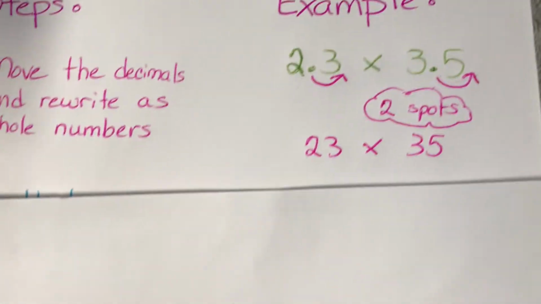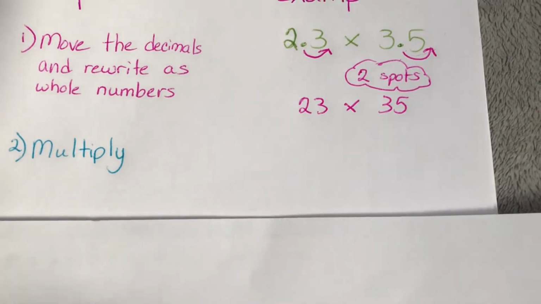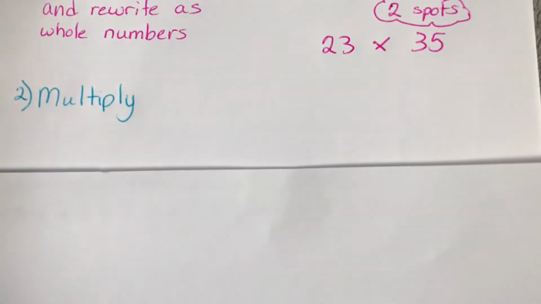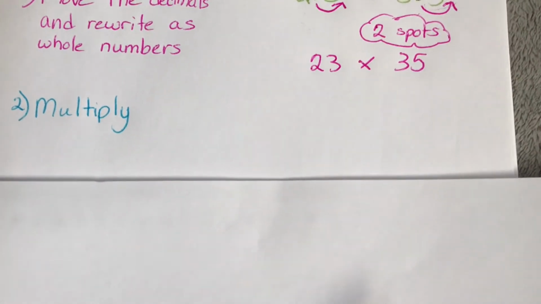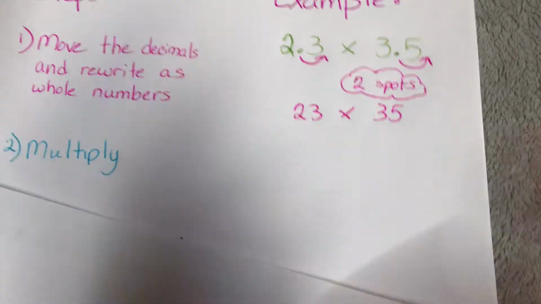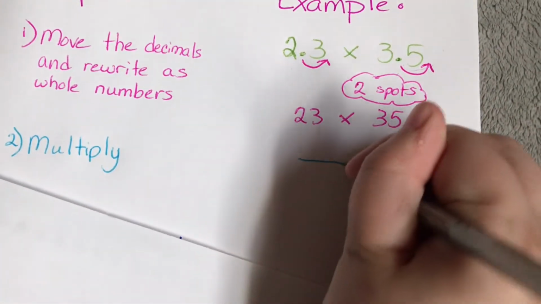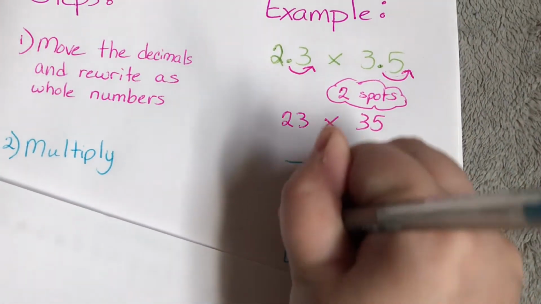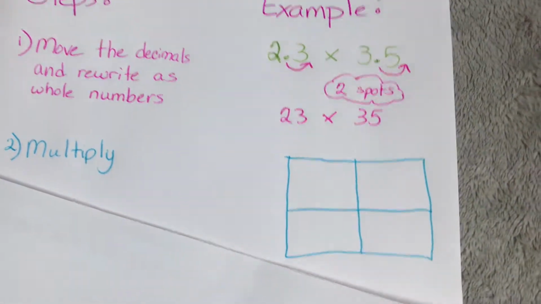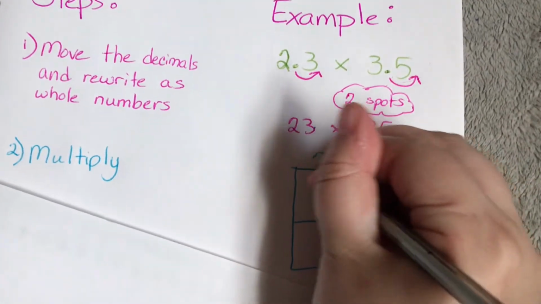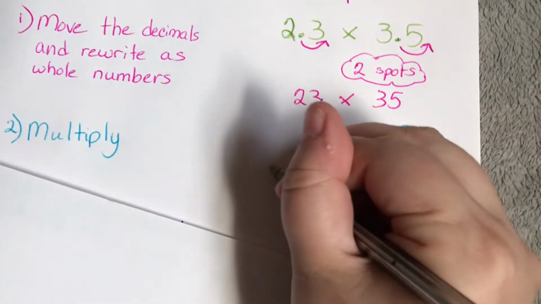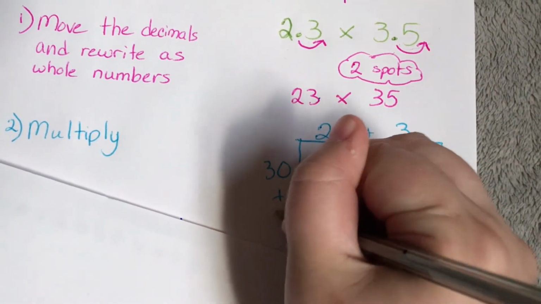All right, so for the next step, all we do is multiply. So I want you to use whatever method you are comfortable with. I know for me, I'm comfortable with the box method because that's how my students have learned. So I break it up and I make my box. Does not need to be this big. So I'm going to start with 23. I have 20 plus 3. And on the other side, I'm going to have 30 plus 5.